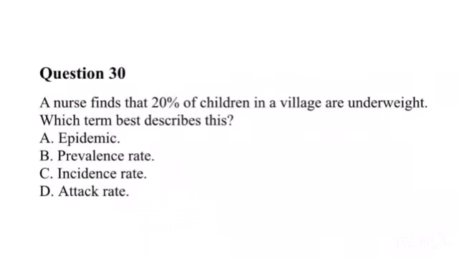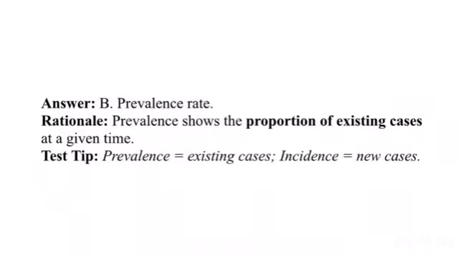Question 30. A nurse finds that 20% of children in a village are underweight. Which term best describes this? A. Epidemic. B. Prevalence rate. C. Incidence rate. D. Attack rate. Answer: B. Prevalence rate. Rationale: prevalence shows the proportion of existing cases at a given time. Test tip: prevalence equals existing cases, incidence equals new cases.